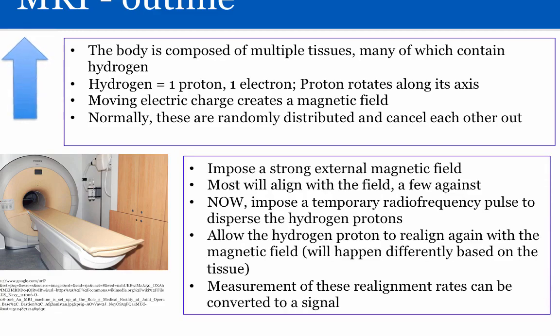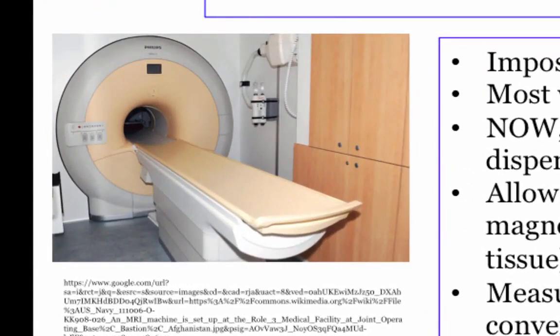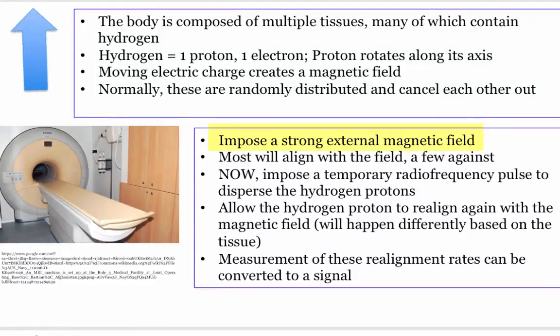Well, we insert the patient into a giant circle. In the circle, there is a strong external magnetic field. We're talking about 1.5 Tesla or 3 Tesla magnetic fields. As a result of this external magnetic field, most of these hydrogen atoms will align with the field. Few will align against it, but most of them will align with the field.